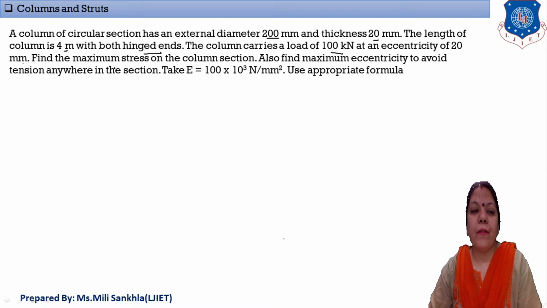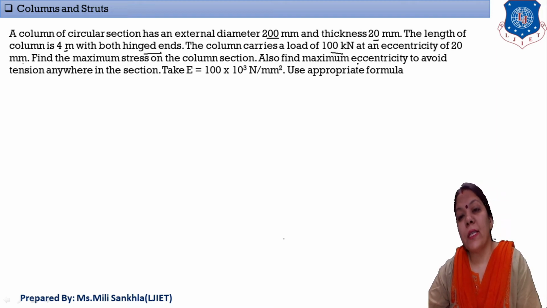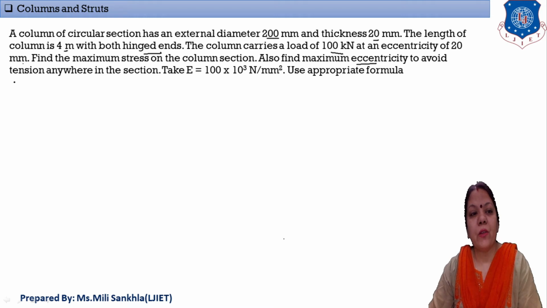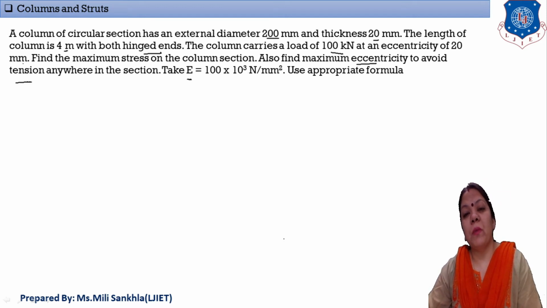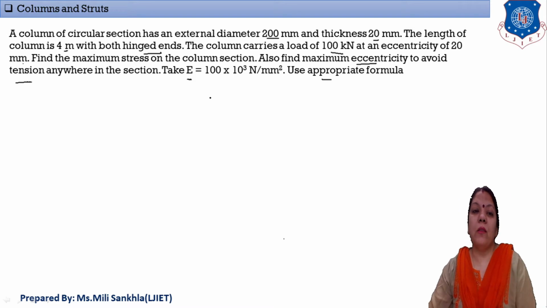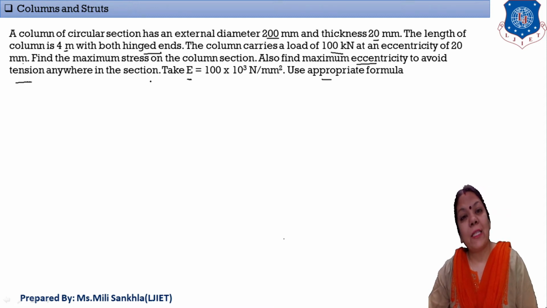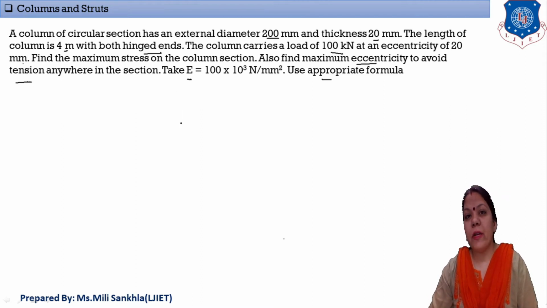Find the maximum stress on the column section and also find the eccentricity to avoid tension anywhere in the section. Young's modulus E is given as 1 into 10⁻³ Newton per mm square. Using the appropriate formula, okay guys, this is an example of column and strut, where we find the maximum stress and also the eccentricity to avoid tension anywhere in the section. So here we use another equation. First of all, we mention the given data.